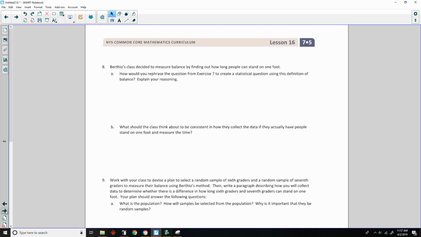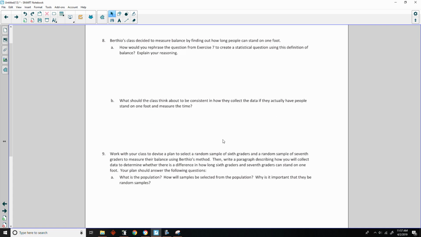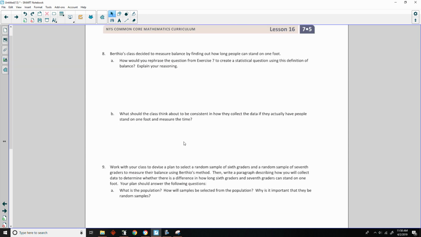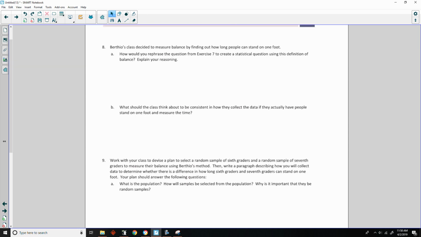8. Berthio's class decided to measure balance by finding out how long people can stand on one foot. A. How would you rephrase the question from exercise 7 to create a statistical question using the definition of balance? Explain your reasoning. So go back and look at question 7, and it is, do 6th graders or 7th graders tend to have a better balance? Now we want to add that we're going to stand on one foot. Okay, and this question's answers would vary.